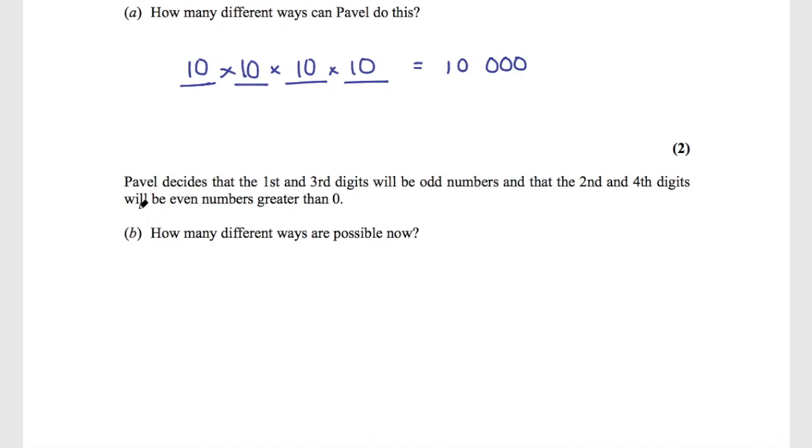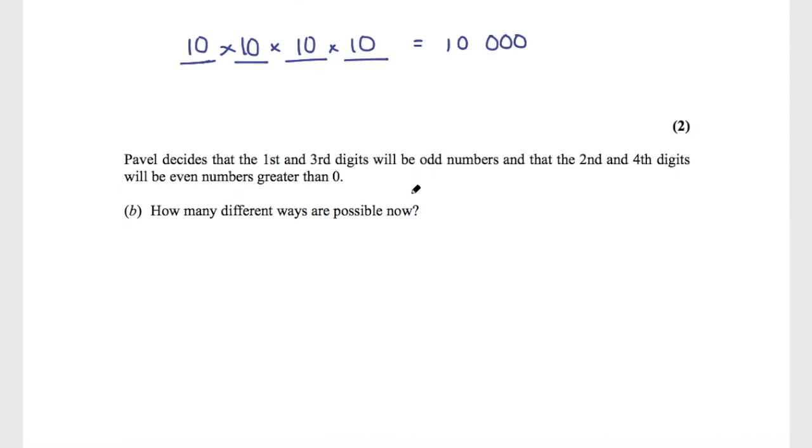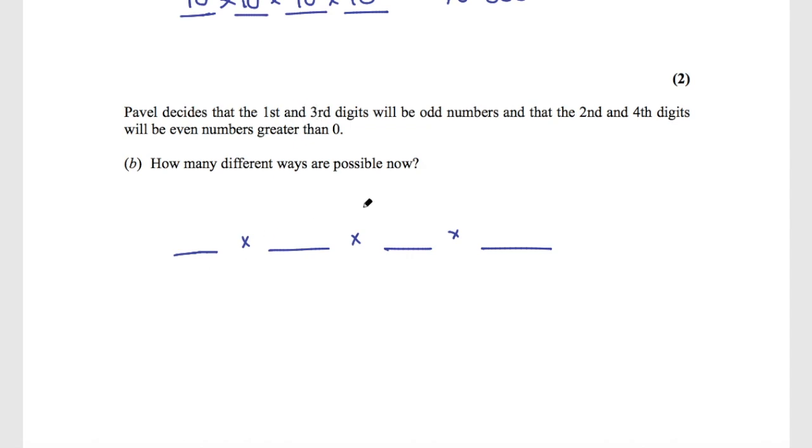Okay, the second part of this question says Pavel decides that the first and third digits will be odd numbers and the second and fourth digits will be even numbers greater than 0. How many different possibilities are there now? So let's have a look at our spaces again, and we're going to be multiplying them again. The first and the third digits need to be odd numbers. So how many odd numbers are there between 0 and 9? Well, there's 1, 3, 5, 7, 9.